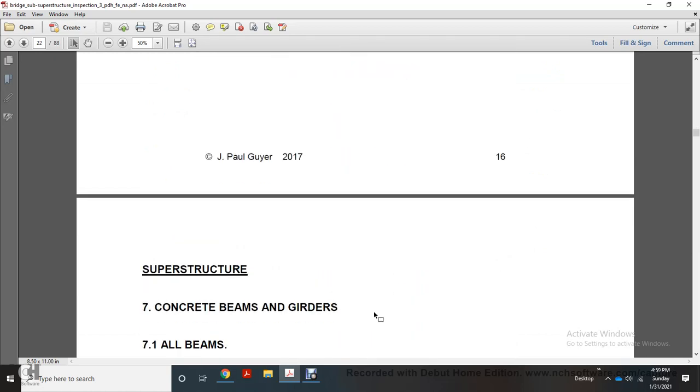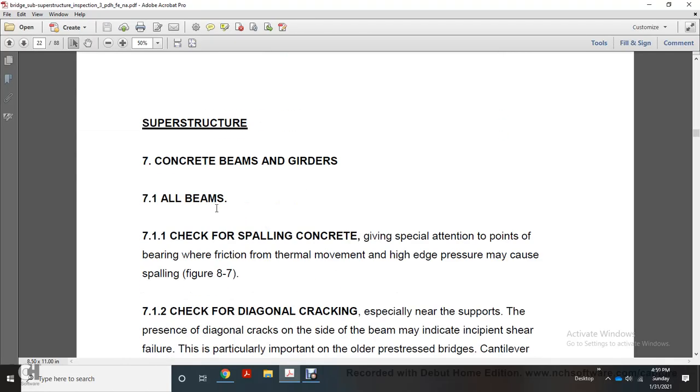Alright, 7, superstructure. Concrete girders and concrete beams and girders. Check all beams for spalling of the concrete. Give special attention to the points of bearing, where friction, thermal movement, and high edge pressure may cause spalling.